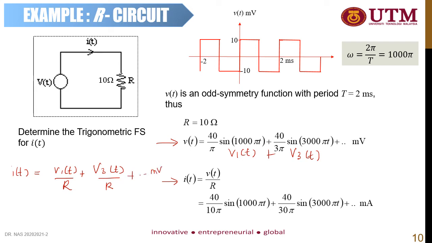So in this case, it is millivolt. So what is V1t? V1t is this one divided by R. So 40 divided by pi, and R equal to 10. So this is your R. And this is 40 over 3 pi divided by 10. So this is your Fourier series, the trigonometric Fourier series for the current flowing in the given circuit.